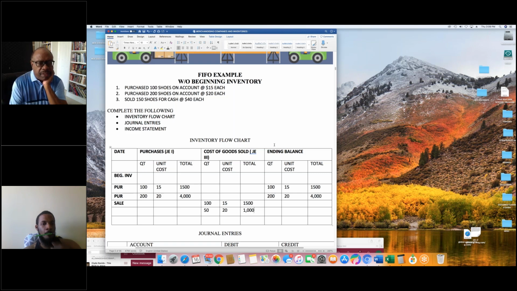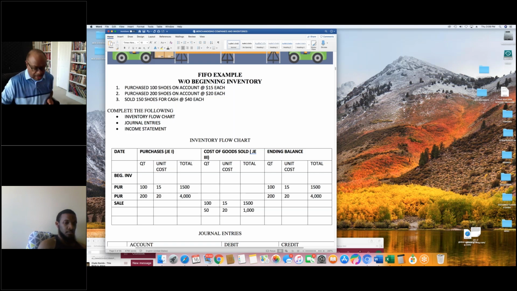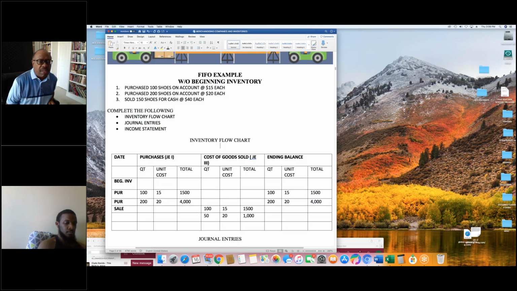So the only thing in this inventory flow chart is costs. That's the only thing in here. So I'm going to put down here in bold: cost only.